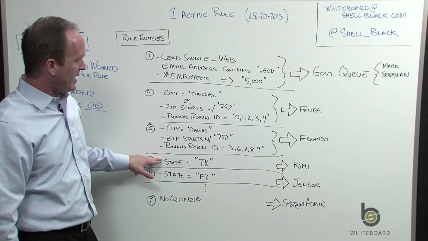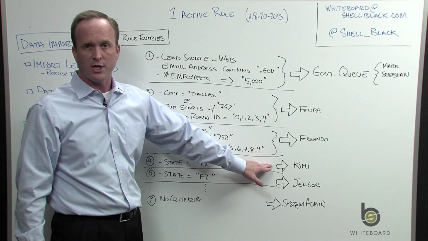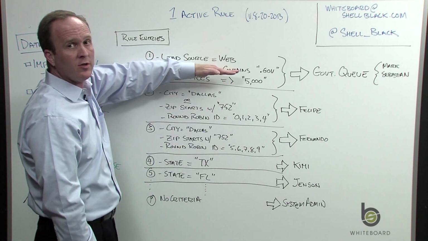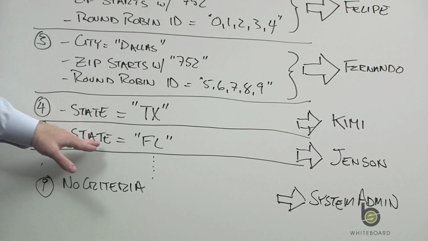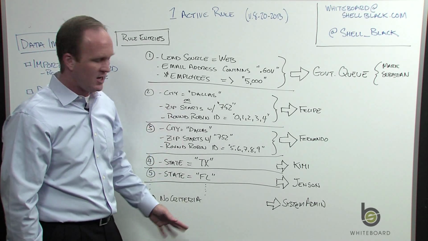Now the next rule that I have is very simple: state equals Texas, and if that's true, it goes to Kimmy. Again, if I had that up higher, that rule would grab all the leads from Texas and we would never get into the city of Dallas. Then so on, we're going to have state equals Florida. That goes to Jensen. And we'd go through all our 50 states.